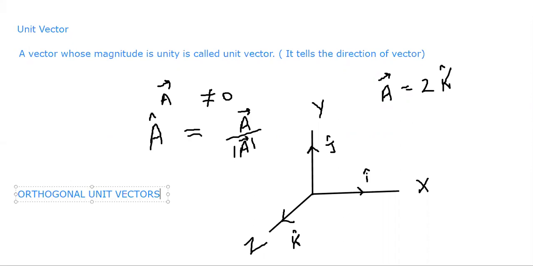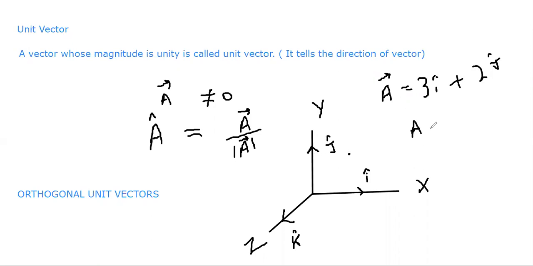So suppose there is a vector given by 3 i cap plus 2 j cap. Now you have both the unit vectors, x also and y also. So that would mean that the vector is in xy plane. It is not at x axis, it is not in y axis, it is in xy plane.